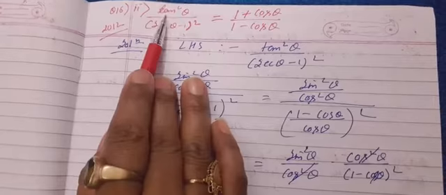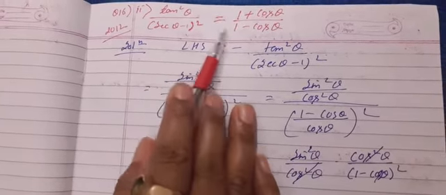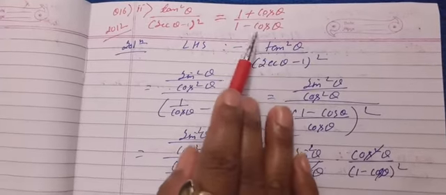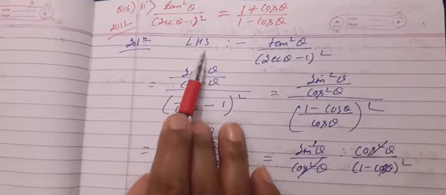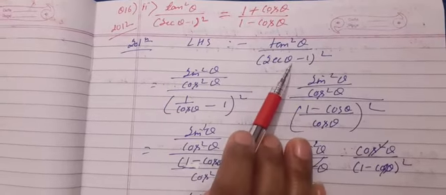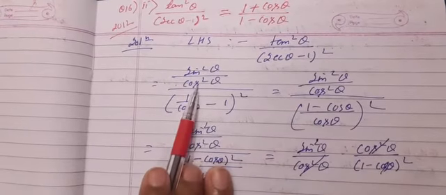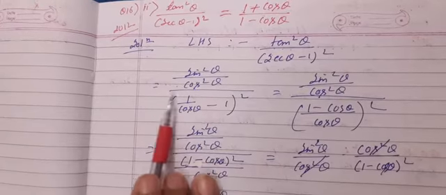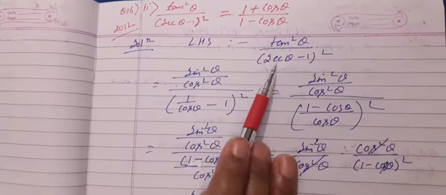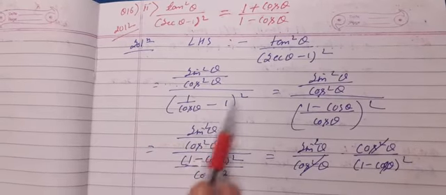Now see question number 16th, sub question 2. We need to prove that tan square theta upon sec theta minus 1 whole square is equal to 1 plus cos theta upon 1 minus cos theta. So I have started my sum from LHS, just copied the equation, and then instead of writing tan square theta I have written sin square theta upon cos square theta. Why? Because tan theta is equal to sin theta upon cos theta, whole divided by, in place of sec theta, 1 by cos theta minus 1 whole square.